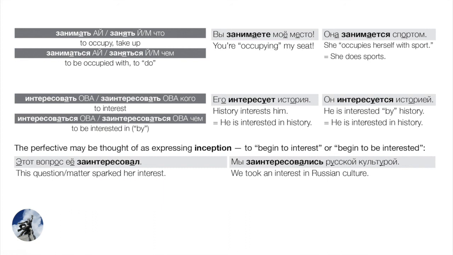And we'll see the instrumental popping up with a lot of these reflexive verbs. We'll talk more about that in the future. For now, let's look at this example. Вы занимаете мое место. You are occupying my seat. You're taking up my seat. But let's look at an example with the reflexive verb. Она занимается. She occupies herself. Well, with what? Чем? Спортом.